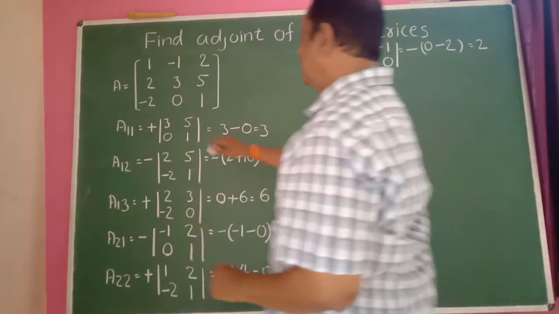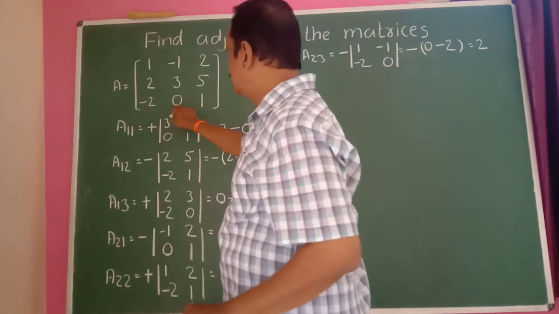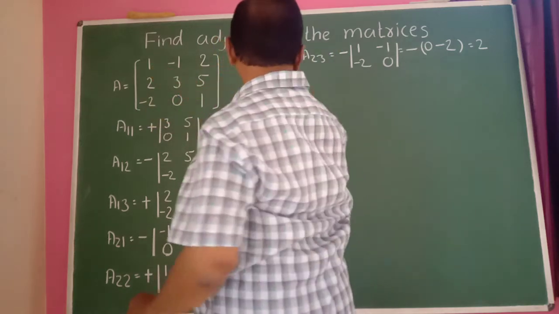Then find the cofactor of these three elements here. This is in the third row and the first column. A31.